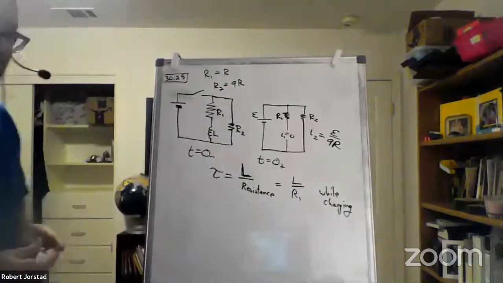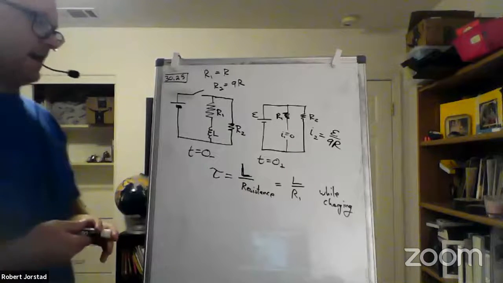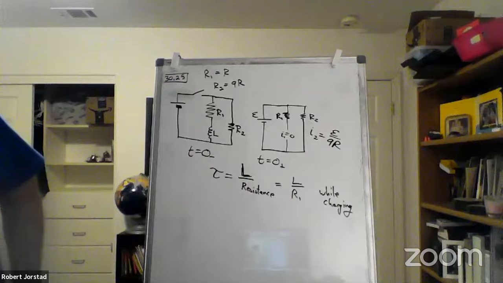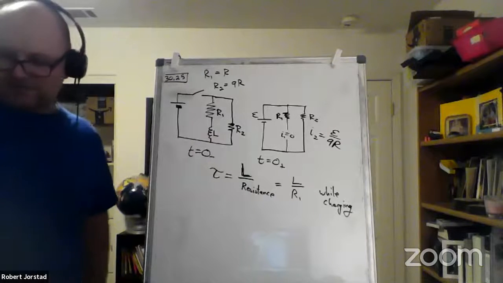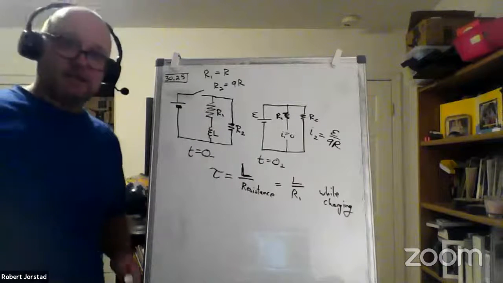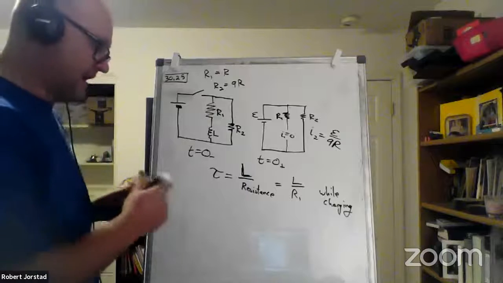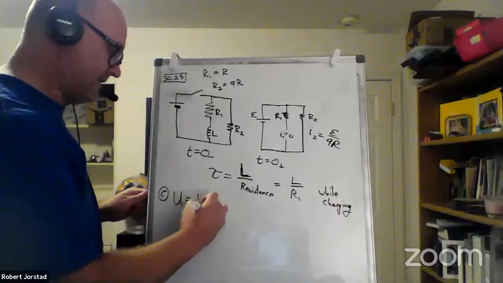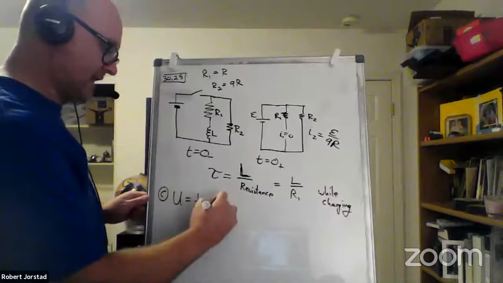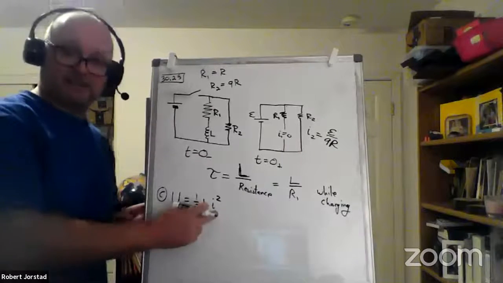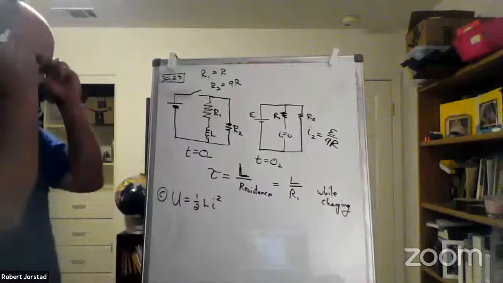All right. So now what's next? Part C: what energy is associated with the inductor in steady state? Oh, okay. So in this case, how do I get the energy? One-half mass times velocity squared. Inductance is like mass, current is like velocity, moving charge.